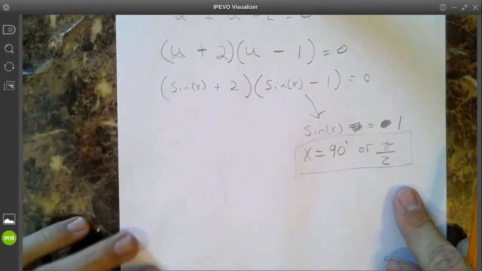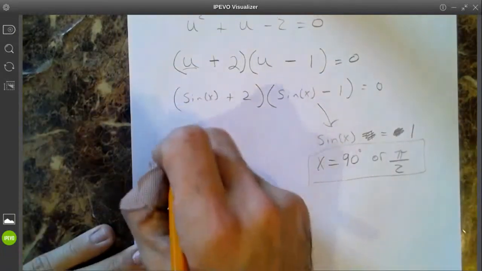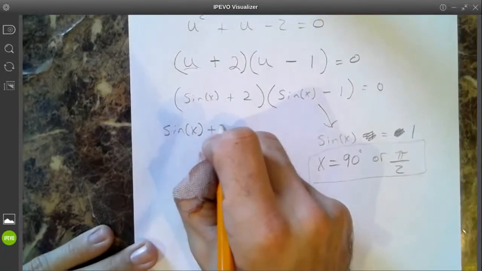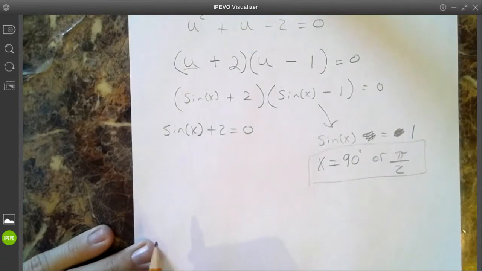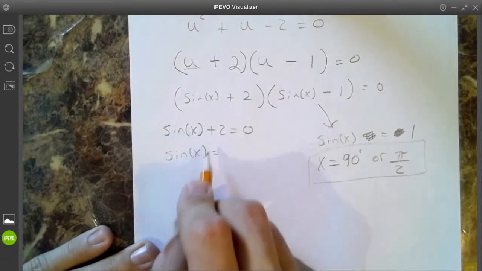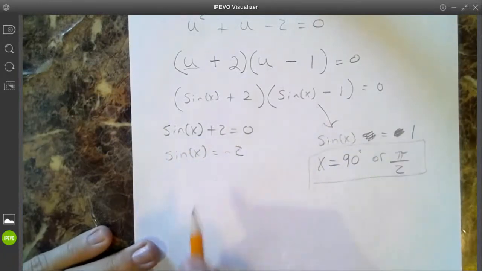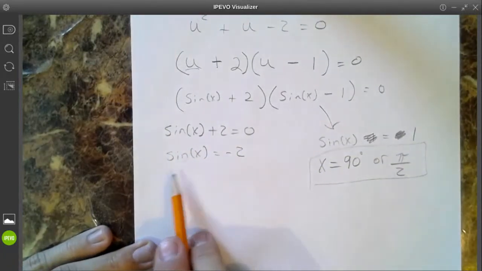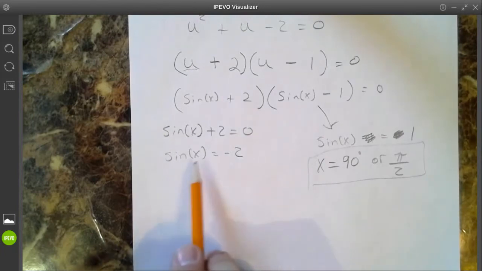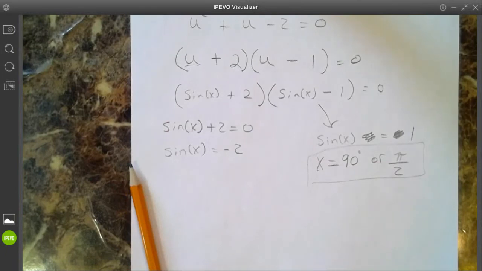Now for this one, this is the reason I made this video. This one's a little different. Sine of x plus 2, if I set that equal to 0, all right, subtract 2 from both sides. This right here is outside of sine of x's range. Regular sine of x never actually reaches negative 2.